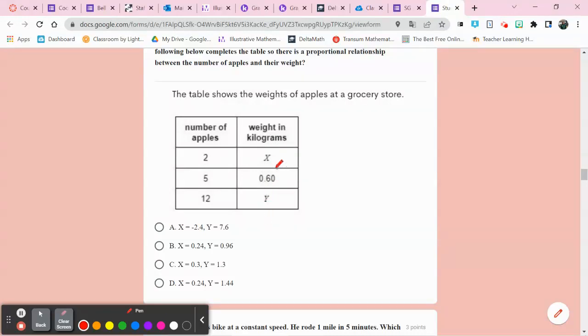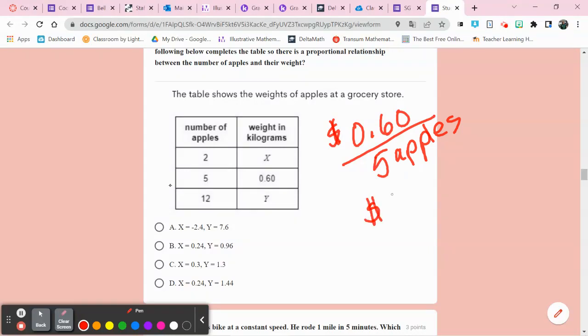Missing things. So we're going to do the second divided by the first, which is 60 cents, which is our cost, divided by the number of apples, 5 apples. And that shows us that each apple is 12 cents. So we need to find out how many 2 apples would cost. 2 times 0.12 is 24 cents. So I go down and I look for the ones that have 0.24. The other ones can't be it. So I know it can't be A and it can't be C.